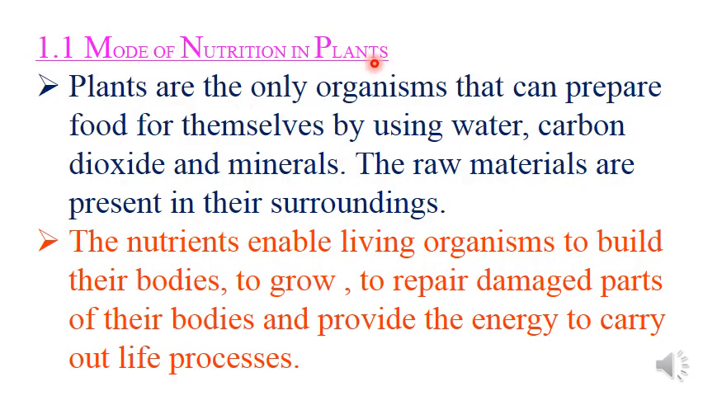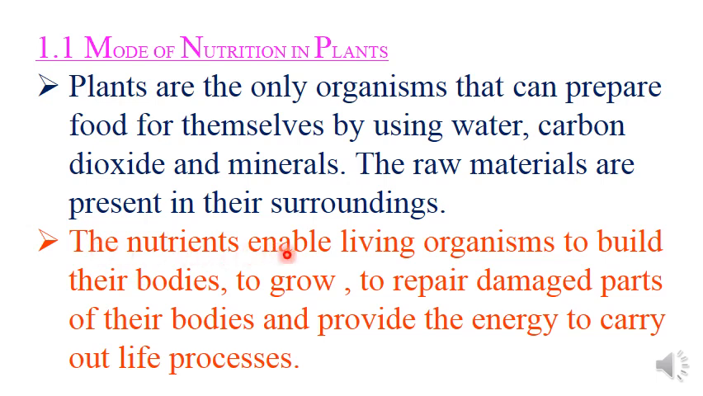Mode of nutrition in plants. Mode of nutrition means the way plants take their nutrition. Plants are the only organism that can prepare food for themselves by using water, carbon dioxide and minerals. The raw materials are present in their surroundings. The raw materials are sunlight, water, carbon dioxide and minerals which are obtained from the environment. They use all these things and prepare their own food.